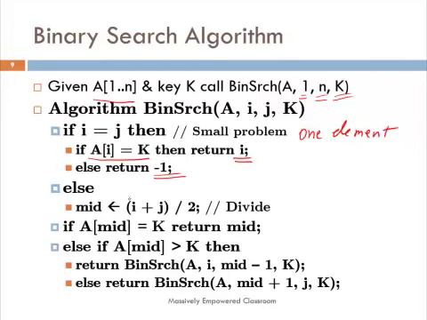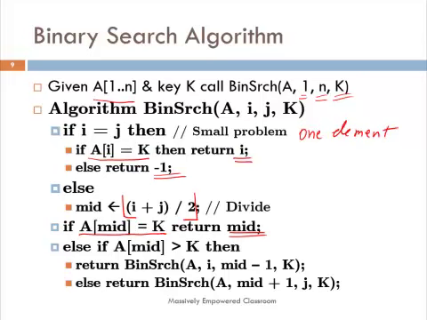Compute the midpoint. And again, we need to take the floor here. So i plus j by 2. So that is the divide part of the divide and conquer. We find the midpoint of the array and we start comparing the midpoint to the key element. If it happens to be equal, wonderful. Return the index mid as the successful value for binary search.